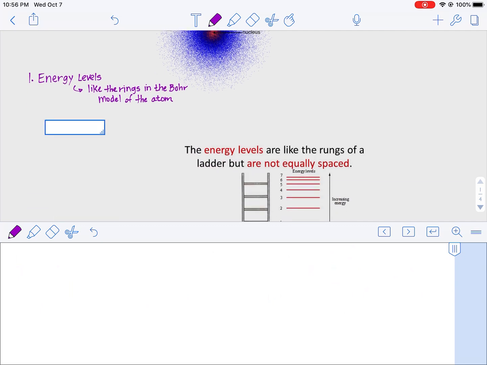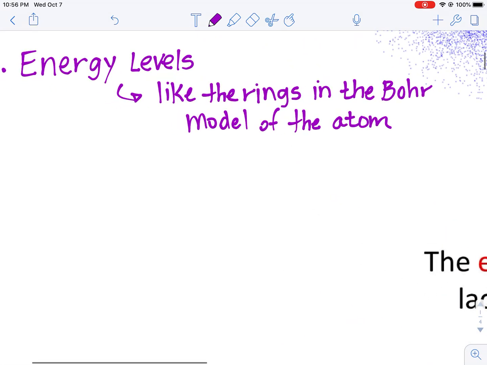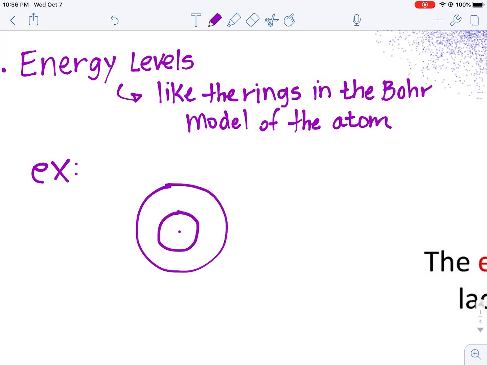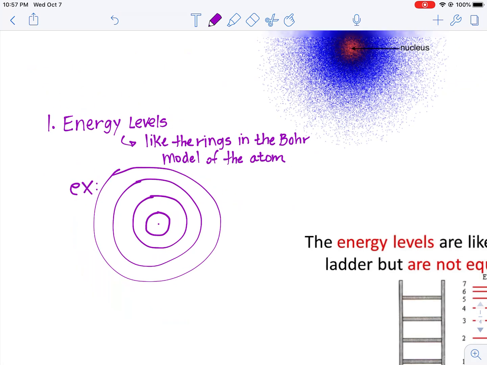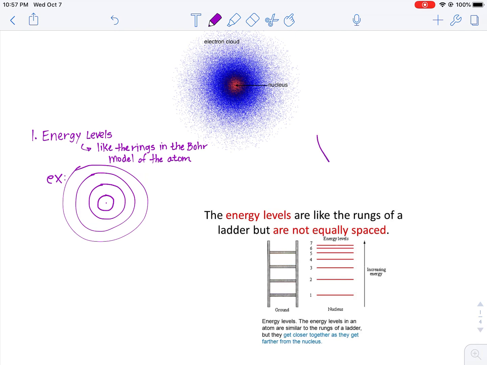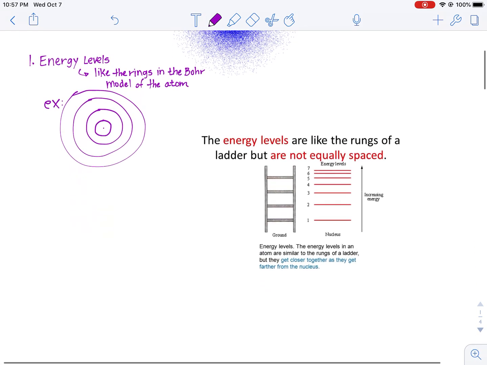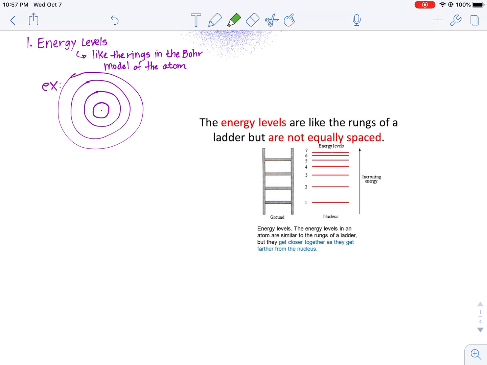So for example, we would have drawn the nucleus in the middle, and then we would have drawn concentric circles around the nucleus. And remember, this is a two-dimensional model of a three-dimensional, I don't want to say being, but thing. In reality, though, what Schrödinger discovered is that the energy levels themselves are not equally spaced apart. They don't have equal amounts of energy between them.